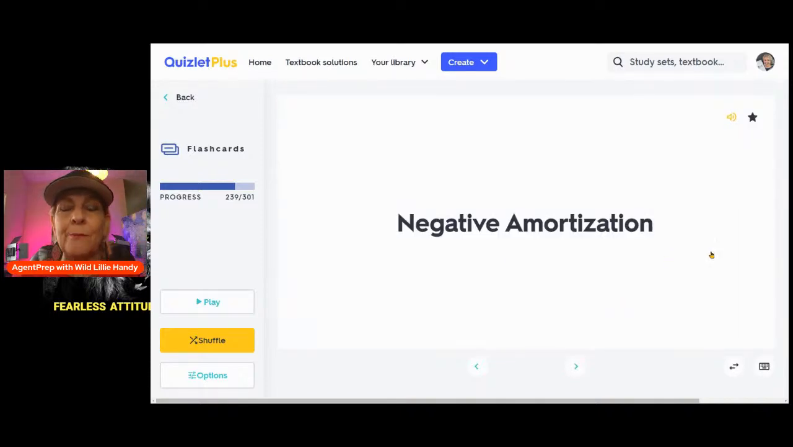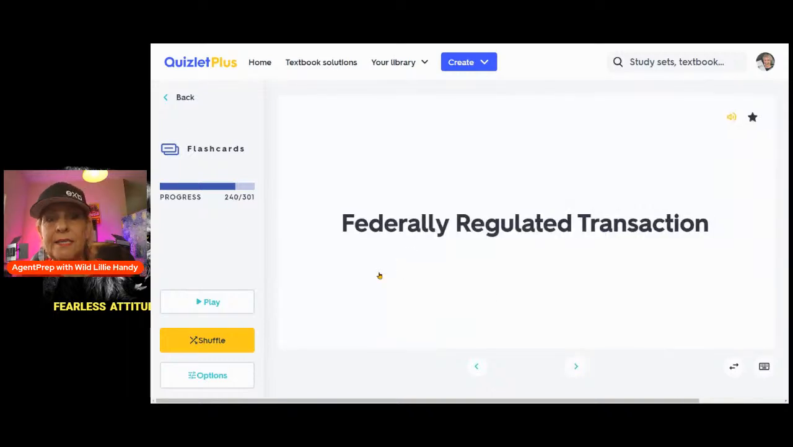Negative amortization. What is amortization? Okay, it is a list of payments spread out for the term of the loan. So if it's a 30-year loan, there are going to be 360 monthly payments. So that mortgage is spread out for 360 months. It's amortized, and that amortization schedule includes the principal and interest amount paid every month and what the balance is. But that is negative.